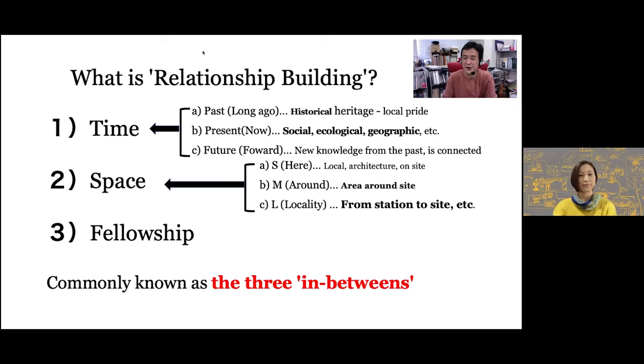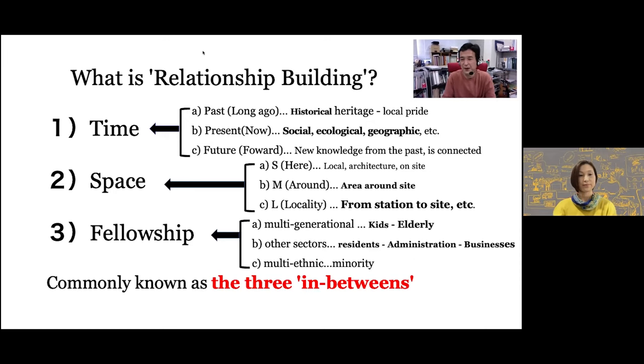In terms of space, we often refer to it as SNL. And we think about how to create relationships not only within the site, but also in the surrounding area and the wider area. And the most important thing is to think about the town in a way that transcends generations, involving everyone from small children and babies to the elderly. And we also need to think about how to build relationships with residents, government, business people, and university students.